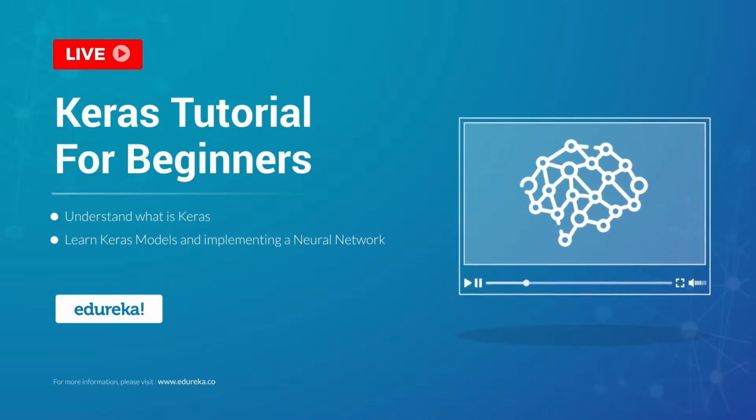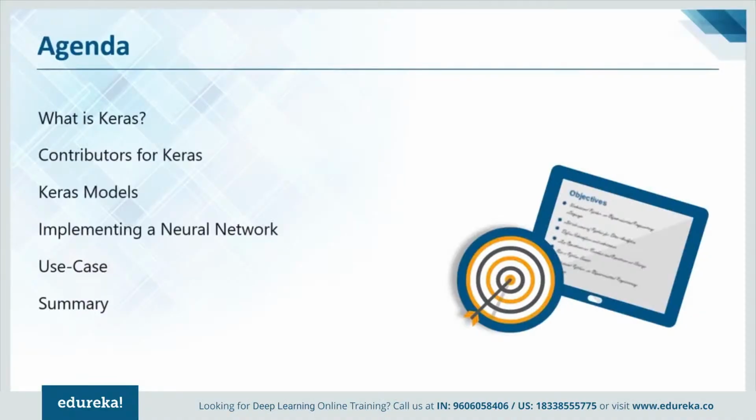So let's check out the agenda for today. Well guys, let's start out by checking out what Keras actually is. Then I'm sure you guys are really curious about the contributors who make Keras what it is. Followed by that, we can check out the models offered by Keras. And once we have understood these models, we'll check out the steps needed to implement a neural network. Lastly, we'll be checking out a very interesting use case and we can summarize the entire thing later on. So the focus is basically on approaching the framework and to find out what it has to offer for all of us deep learning enthusiasts out here.